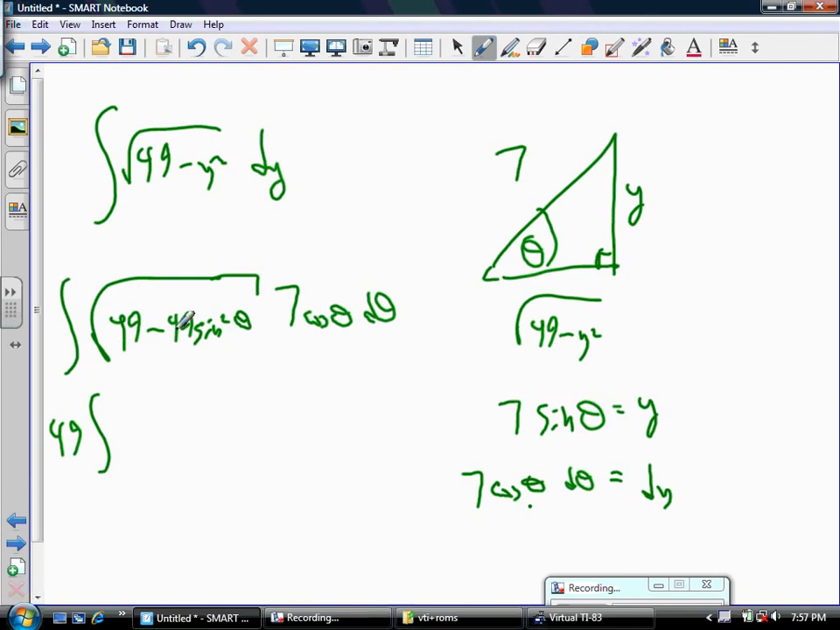1 minus sine squared. What's 1 minus sine squared? Cosine squared. What's the square root of cosine squared? Cosine. Cosine times cosine is cosine squared. Aha. You know how to integrate cosine squared. You could do it by parts, or you can use a trig identity. What's the trig identity we know for cosine squared?